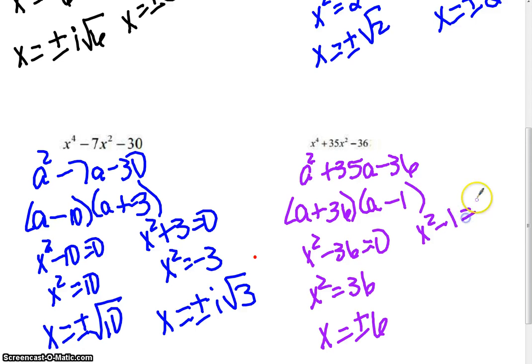x squared minus 1 is equal to 0. x squared is equal to 1. x is equal to plus or minus the square root of 1, which is 1.